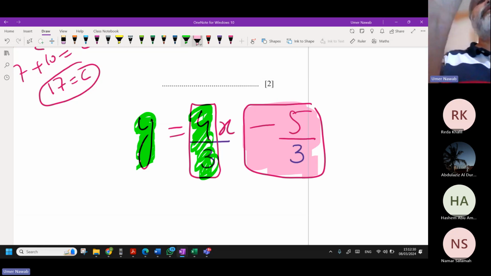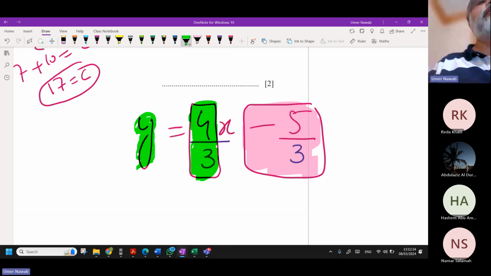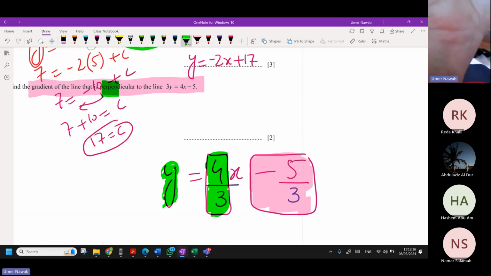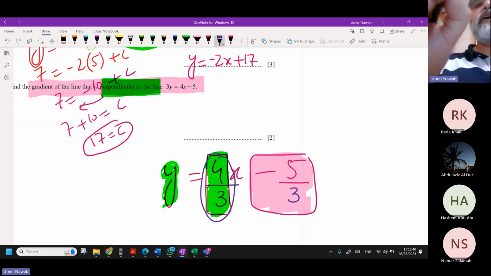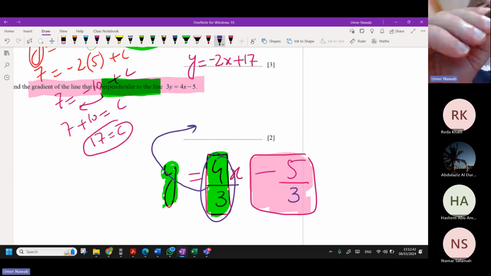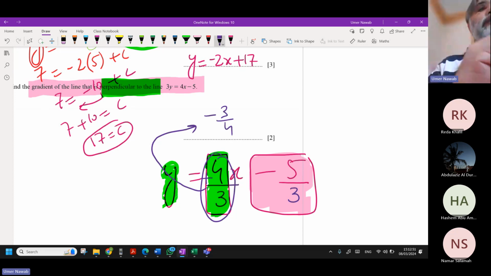Is the examiner interested in the gradient of the line? No, Mr. Omar, he's interested in the perpendicular gradient. So perpendicular, you remember, can I take the opposite flip, or the opposite reciprocal? This has a positive sign, I'm going to write a negative sign. What is the reciprocal of 4 over 3? The reciprocal of 4 over 3 is minus 3 over 4.